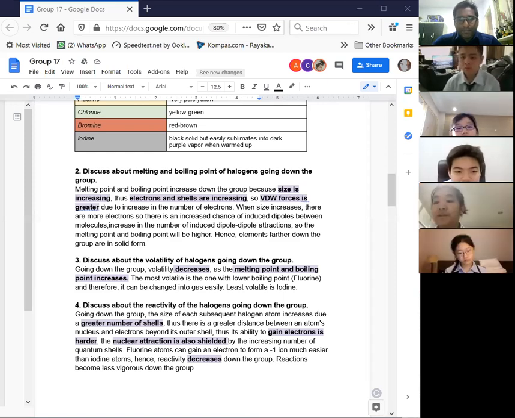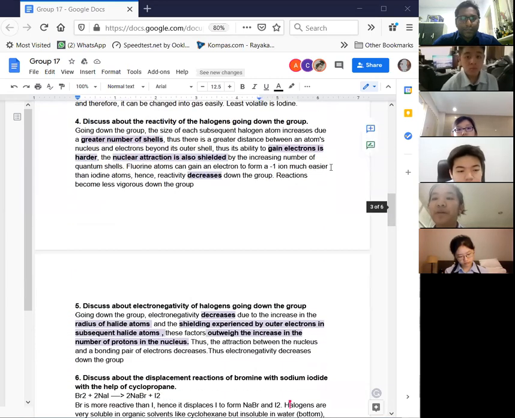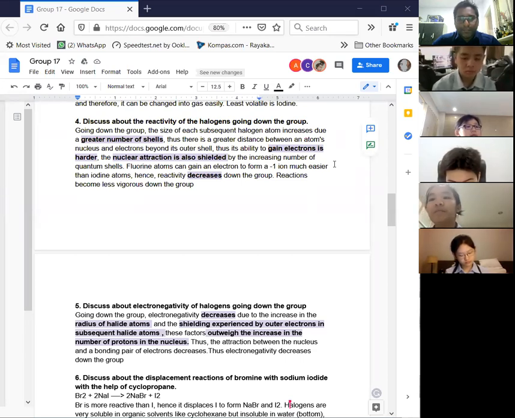The size of each subsequent halogen atom will increase down the group. This is because there's a greater number of shells. Hence, there's a greater distance between an atom's nucleus and the electrons on its outer shell. Thus, its ability to gain electrons is harder, as the nuclear attraction is also shielded by the increasing number of quantum shells. Fluorine atoms can gain an electron to form a negative 1 ion much easier than iodine atoms. Hence, reactivity decreases down the group and reactions become less vigorous down the group.